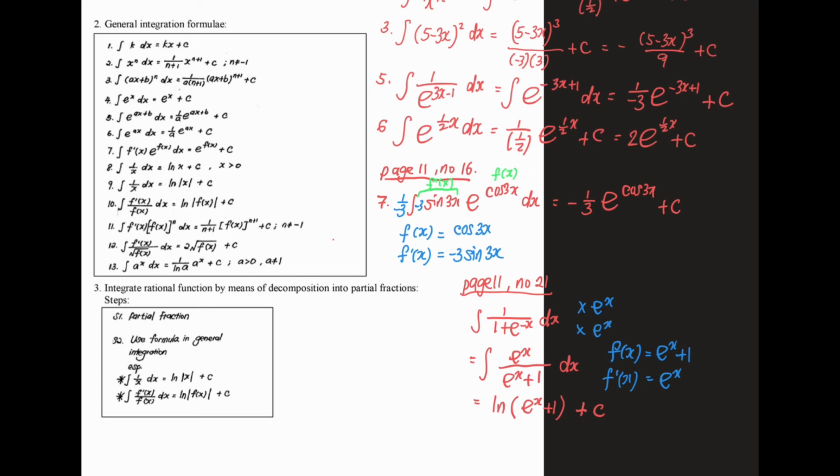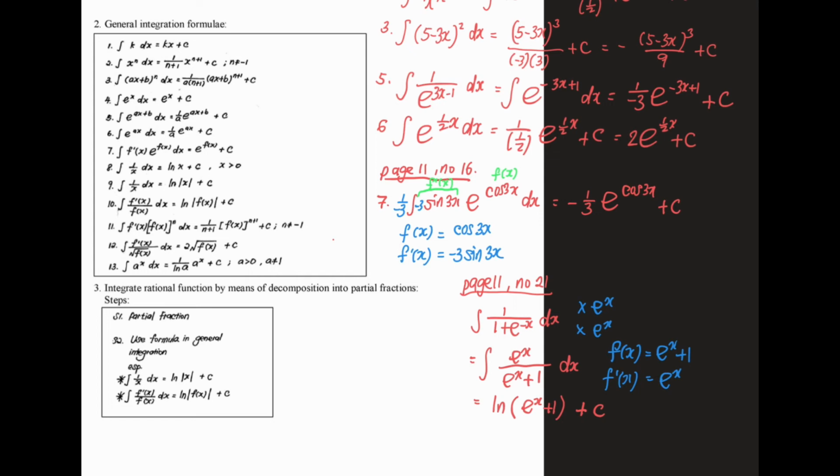Now we look at formula number 11. Formula number 11, integrate f prime of x times f(x) to the power of n, it is equal to 1 over n plus 1, f(x) to the power of n plus 1, plus c. That means we add 1 to the power, then we divide by the new power. We can use this formula with the condition that f prime of x must stay in front. Okay, so let's take one example.